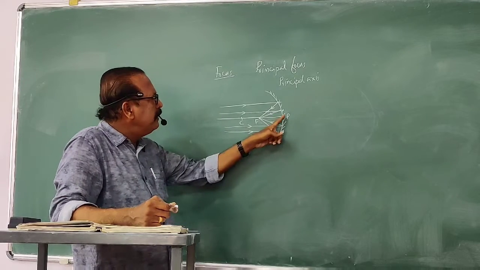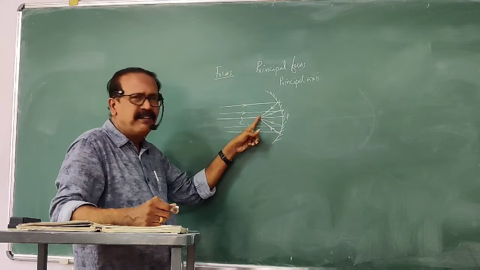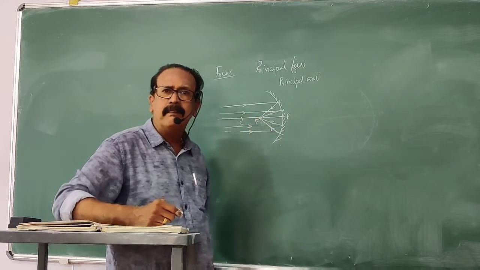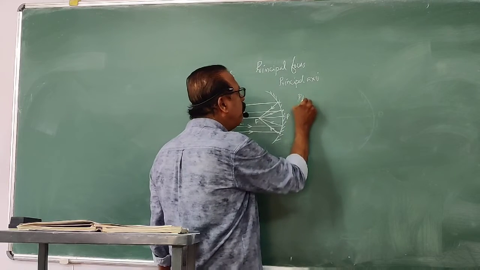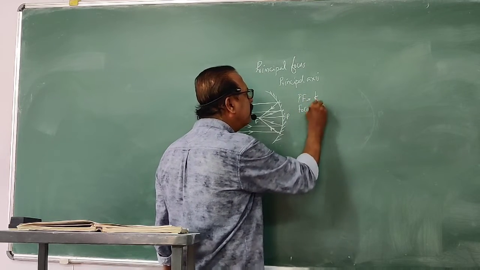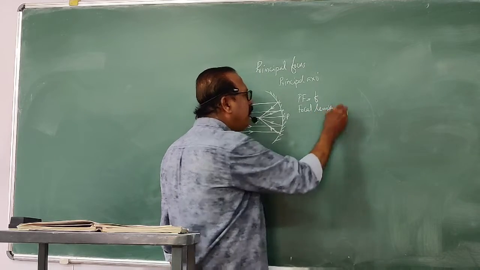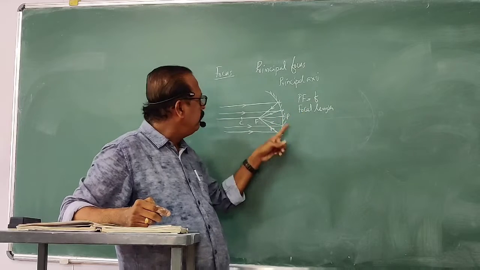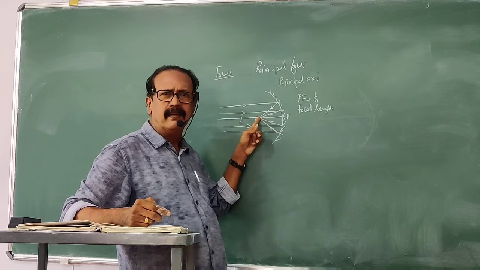Now, the distance between the pole and the focus is called the focal length. PF, the distance PF, is called the focal length. So I hope you understood the radius of curvature as well as the focal length.